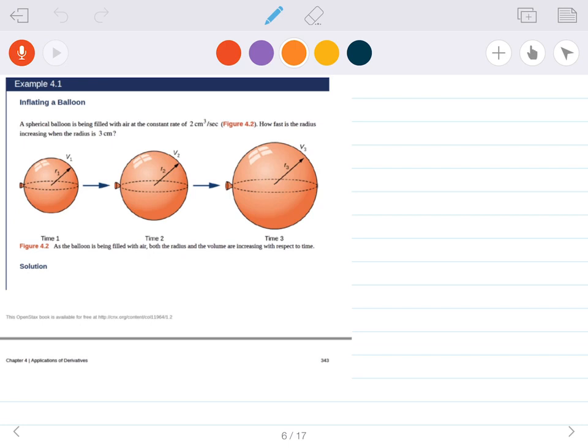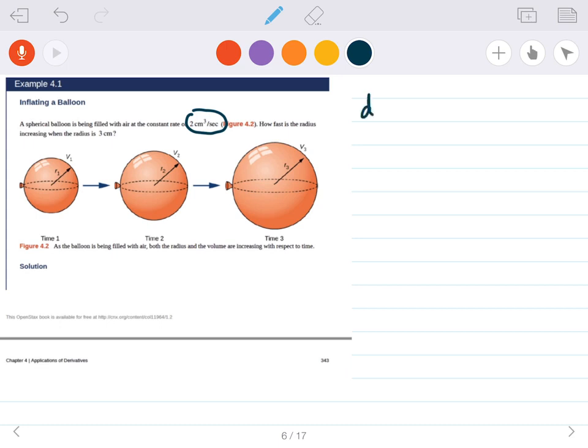All right, so let's see what they're telling us here. It says a spherical balloon is being filled with air at a constant rate of 2 centimeters cubed per second. How fast is the radius increasing when the radius is 3 centimeters? Okay, so it's being filled with air, so we know that our rate should be positive. And look what they give us. They give us 2 centimeters cubed, okay, a rate of volume.